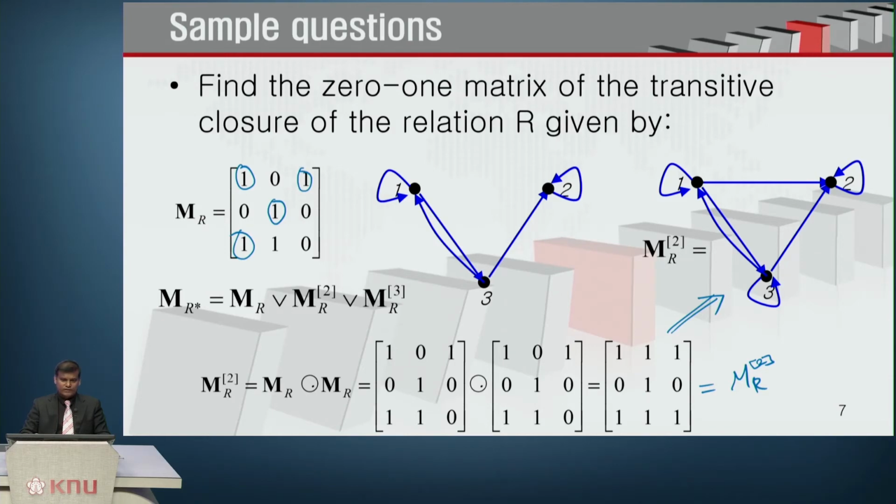For your reference, the original matrix does not have a loop at (3,3), but the matrix here has a loop. This (3,3) part has been expressed in this loop. I just want to emphasize that M_R power 2 has been expressed by means of this graph.